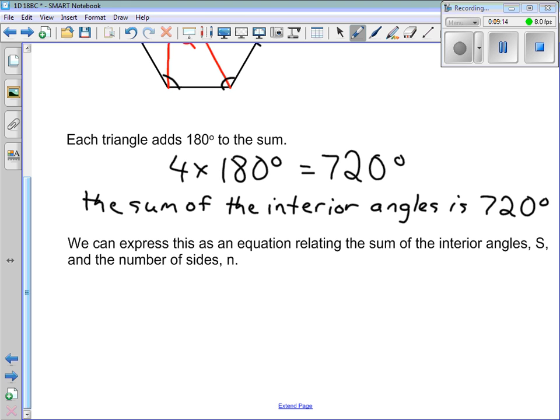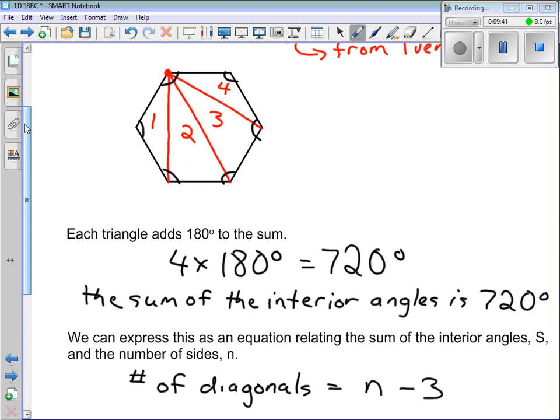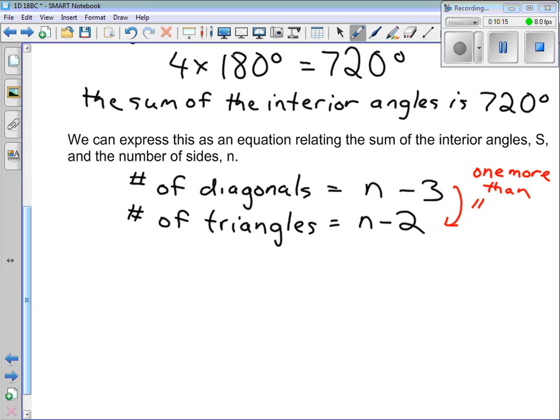So we can express this as an equation relating the sum of the interior angles S and the number of sides n. On the last page we said that the number of diagonals we could draw was the number of sides minus 3. When we drew 3 diagonals, we got 4 triangles, 1, 2, 3, 4. So we always end up with one more triangle than the number of diagonals. So the number of triangles is going to be 1 more than n minus 3. It's going to be n minus 2.